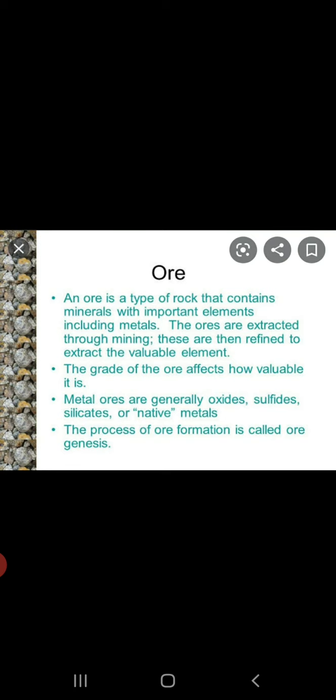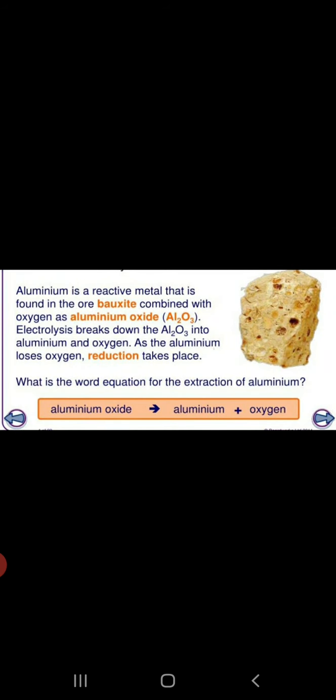For example, aluminium. The ores of aluminium are bauxite and cryolite. There are two ores which exist for aluminium. Bauxite's chemical formula is Al2O3, which is aluminium oxide, and the chemical formula for cryolite is Na3AlF6. This is given in your textbook. When you read through the textbook, you can see the chemical formula as well.